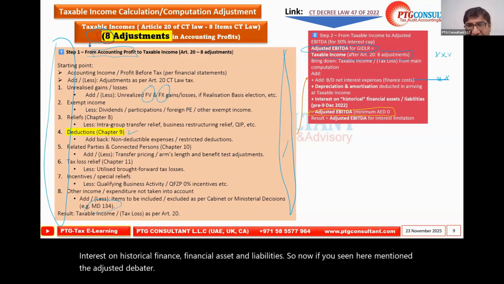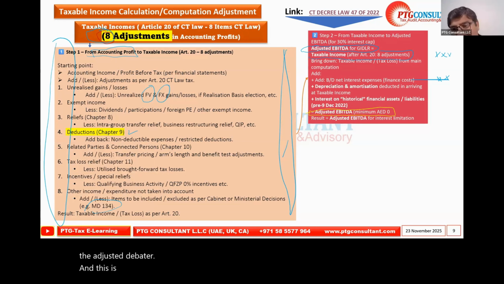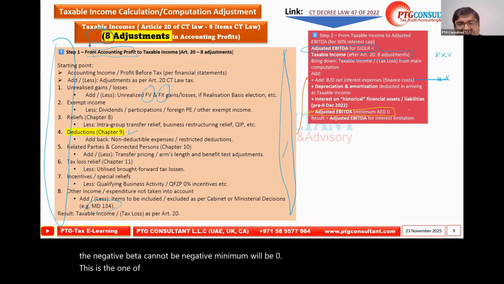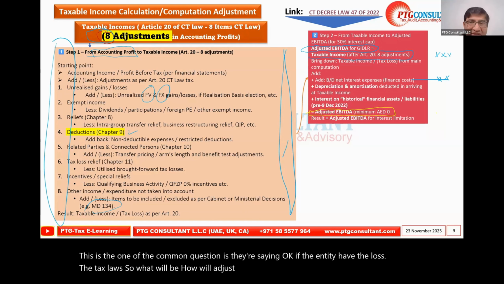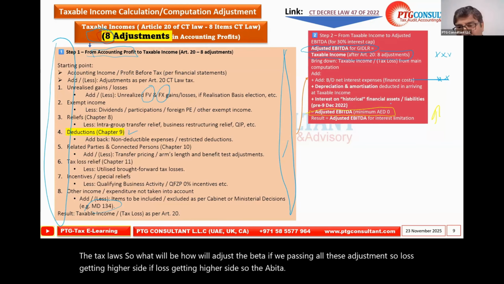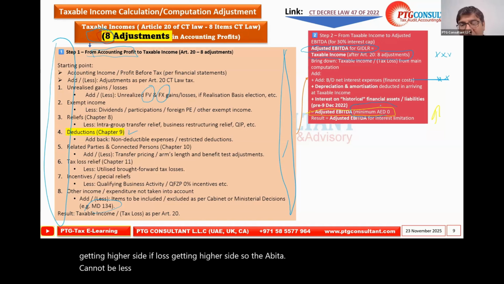This is another important point: the minimum is zero. If you have a loss, it of course cannot be negative. EBITDA cannot be negative; the minimum will be zero. This is one of the common questions. They ask, if the entity has a tax loss, how do we adjust the EBITDA? If after all this adjustment the loss gets higher, EBITDA cannot be less than zero. Then the minimum interest capping threshold of 12 million remains available.